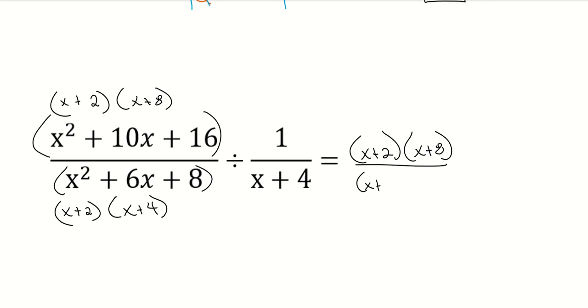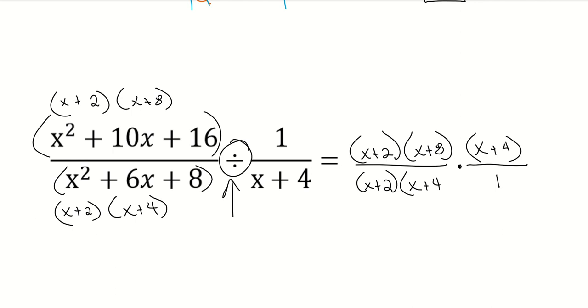So x plus 2, x plus 4. Again, we change this divide sign right here into a multiply. And then place the reciprocal, so x plus 4 is now on top. My 1's on the bottom. Here I need to go through and simplify anything that I can. x plus 2 and x plus 2 both divide out, making 1. x plus 4, x plus 4 also divide out.